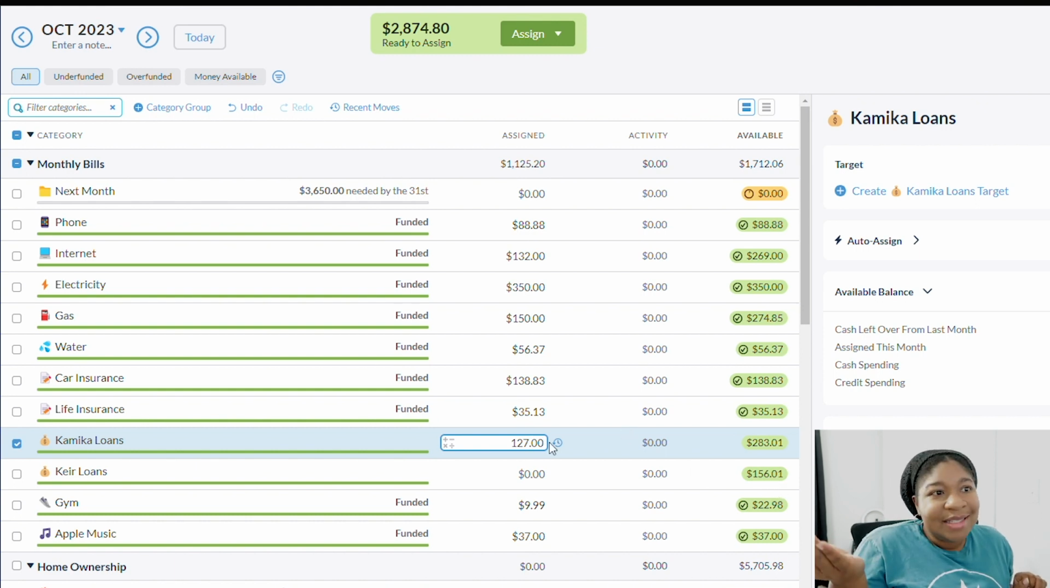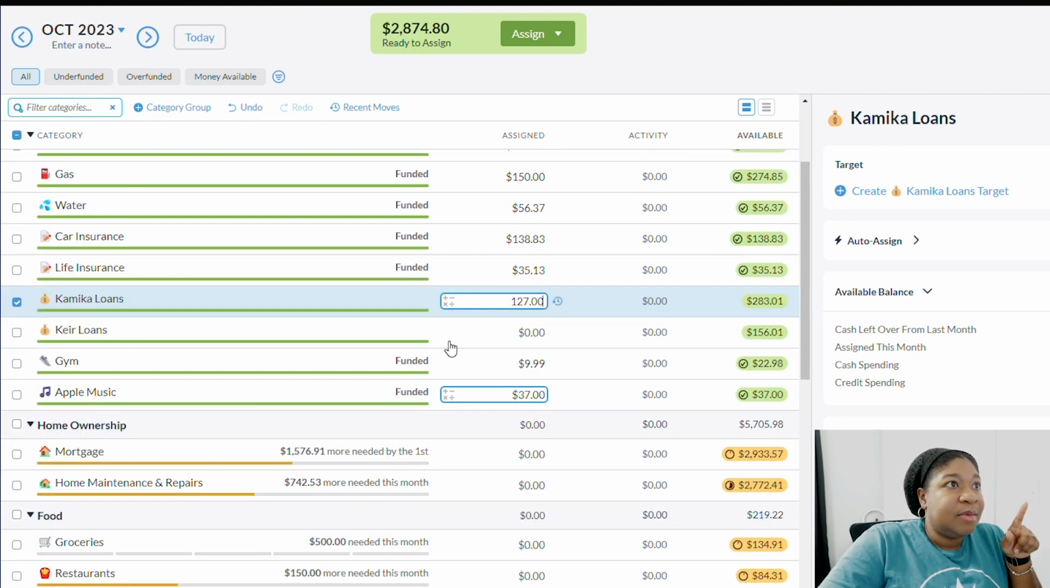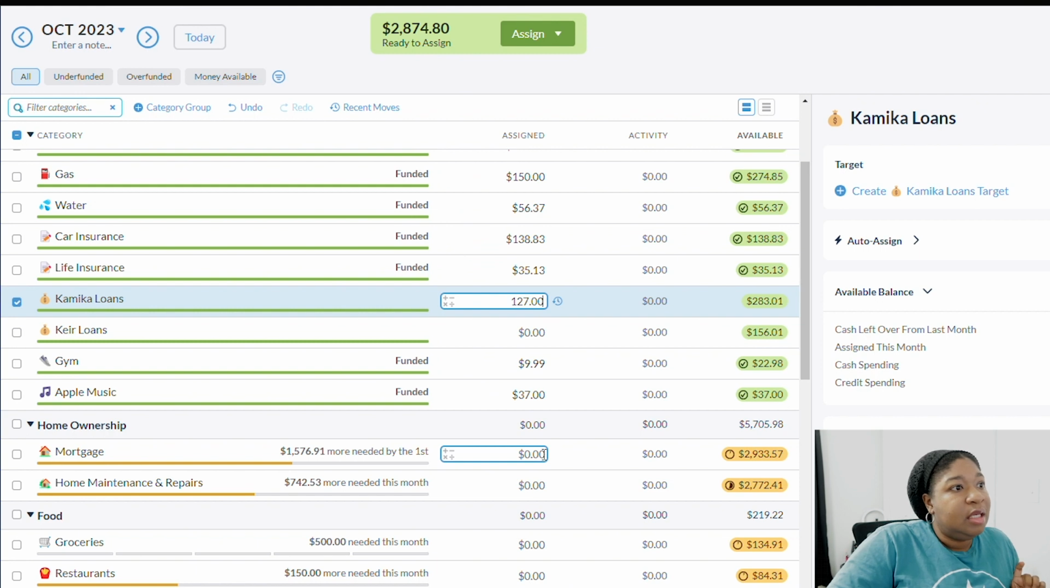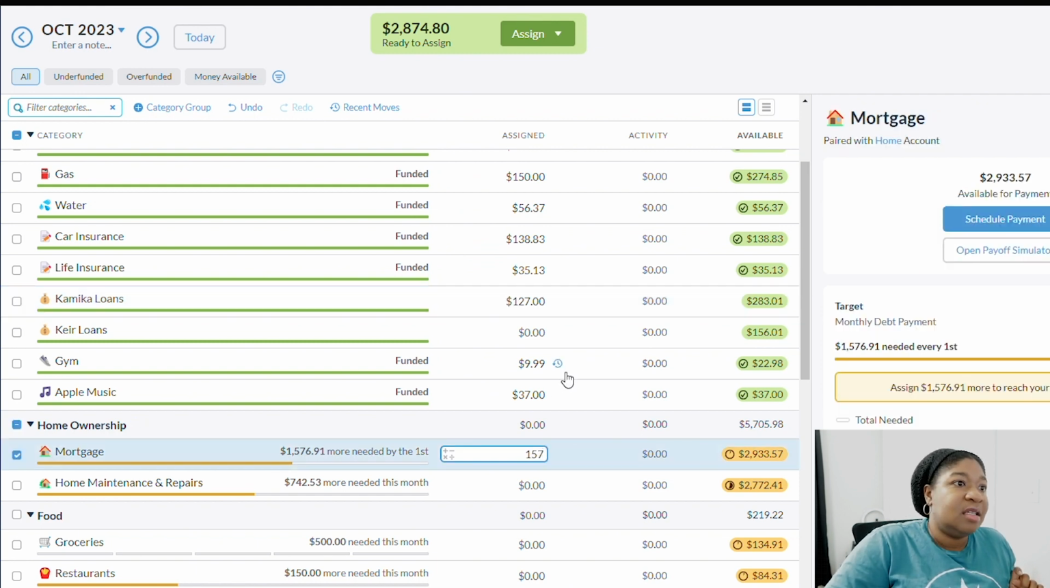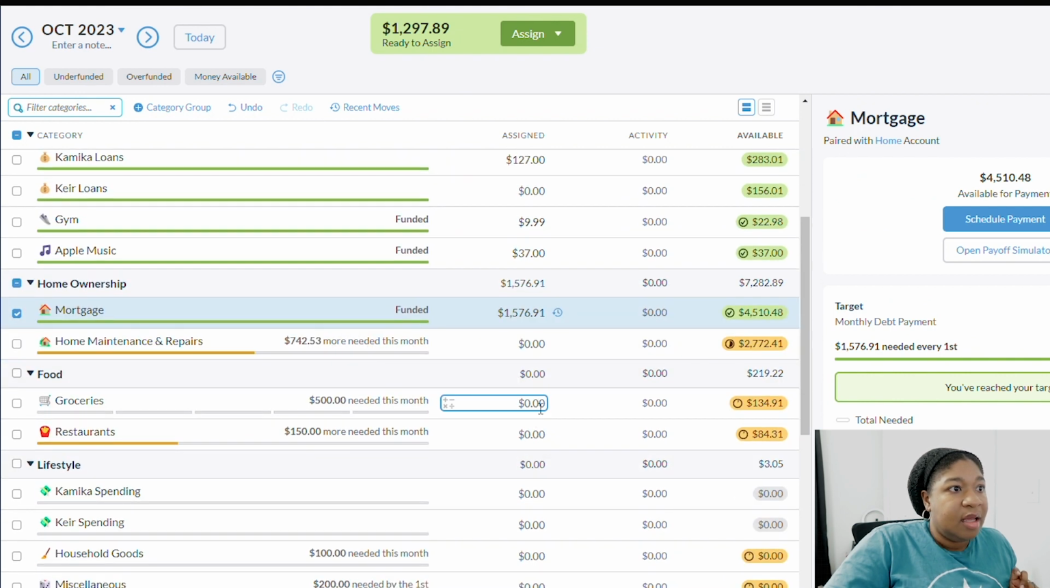Okay, so I guess this isn't really a true picture of the $4,000 since we started funding it last month, but it's okay. We'll see how it averages out in the next couple of months. Okay, so going on down the line, we have $2,874 left at this time. So we need $1,576.91 here. And then I fund this as we get paid.